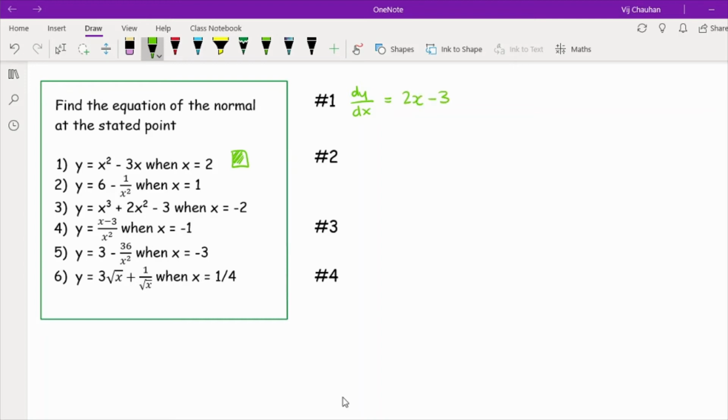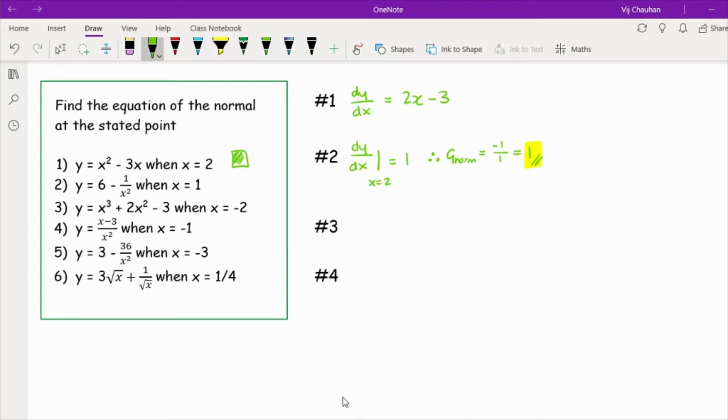Then following on with the second step, the next thing I want to do is substitute the x ordinate, which in this case is 2, into my dy over dx, which therefore gives me positive 1, meaning that the gradient of my normal is going to be the negative reciprocal of this, which is going to be minus 1 over 1, which equals minus 1. So this is going to be my m value.